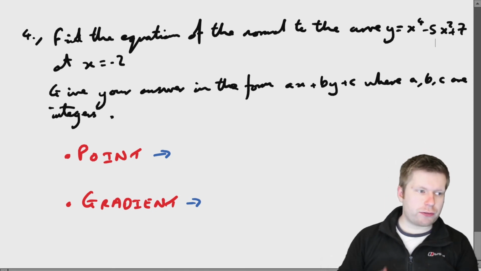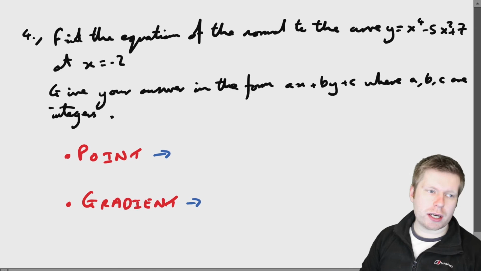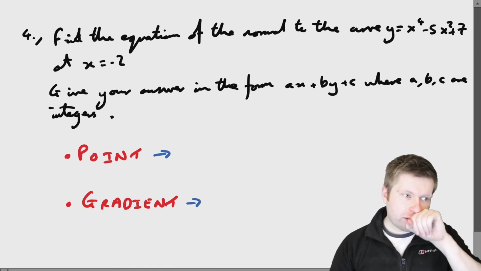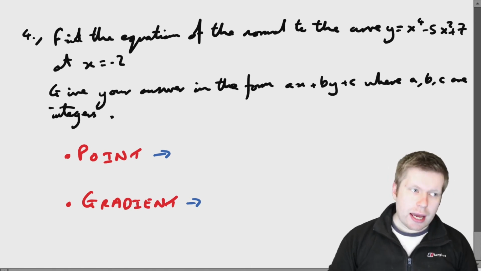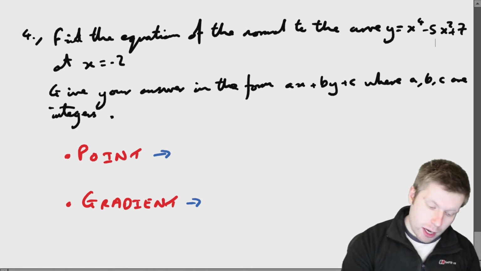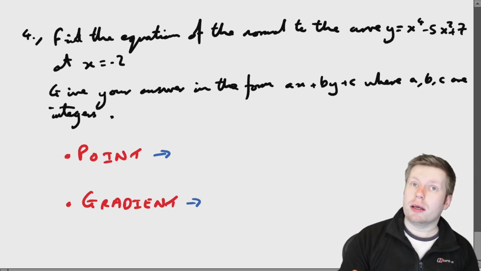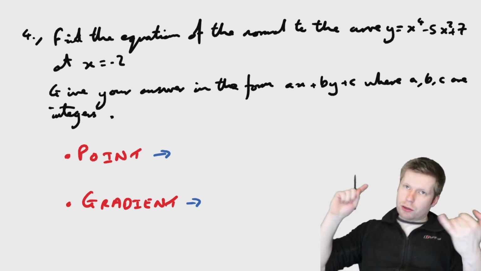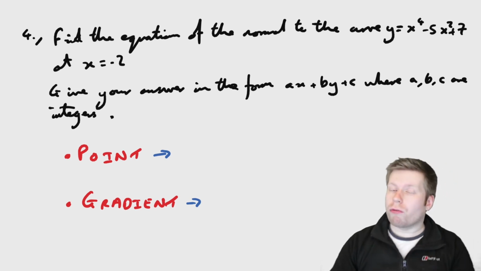So question 4 says, find the equation of the normal to the curve y equals x to the power 4 minus 5x squared plus 7 at the point x equals 2. And we've been told to give your answer in the form ax plus by plus c, where a, b, and c are integers. Now, just remember that we are trying to find the equation of the normal. A normal is just a straight line. So therefore, I need two pieces of information in order to satisfy this. So I need to first of all find a point which lies on the line, then I need to find the gradient of that line.